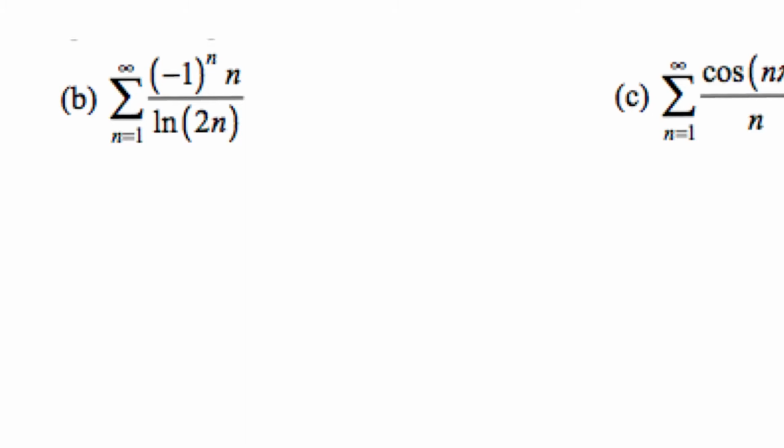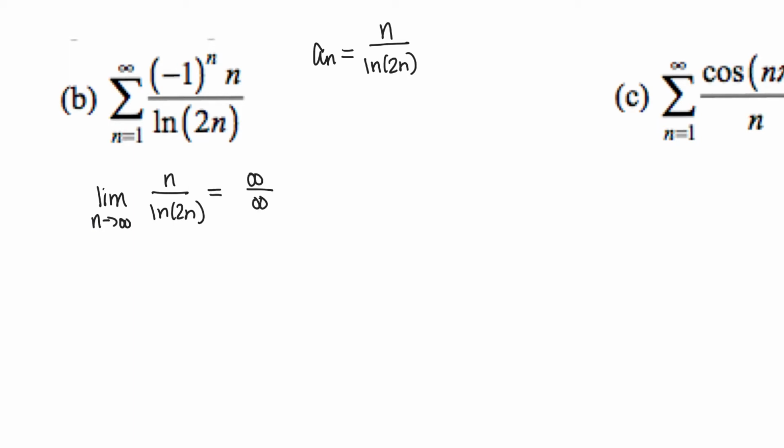So here I can see my alternation with that -1 to the n, and a sub n will be equal to n over natural log of 2n. For my first condition, I need to check the limit as n approaches infinity of this a sub n. As I test infinity, I get infinity over infinity. So I'm going to be using L'Hopital's rule here. I end up with 1 over 2n times a 2 when I'm taking my derivatives. And these cancel, and I'm left with the limit as n approaches infinity of 1 over n.